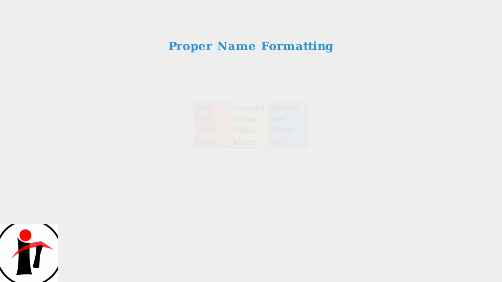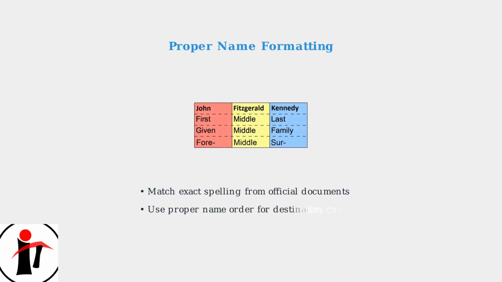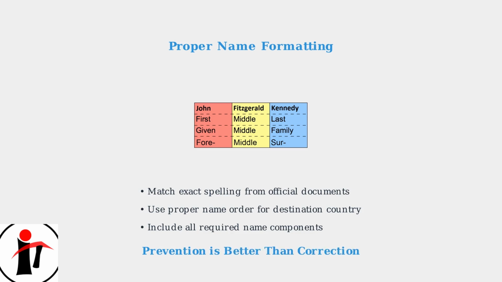When entering names, ensure you match the exact spelling and format from official documents. Pay attention to the required name components for your destination. Remember, prevention is always better than correction. Take time to verify all information carefully before completing your Western Union transfer.